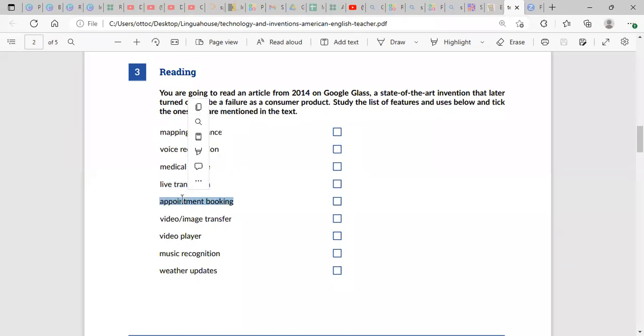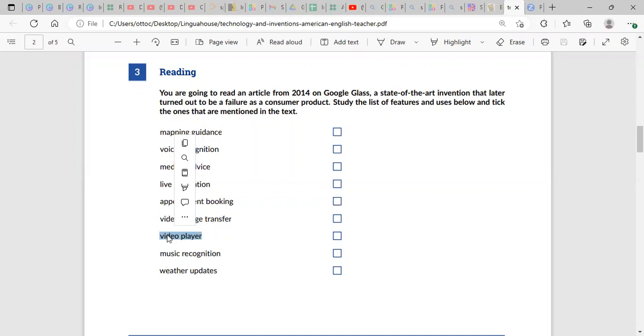Appointment booking. Airbnb. Google Calendar. Airbnb, Google Calendar, okay? Yes, Airbnb is for sure one, okay? Perfect. Video image transfer. That is like a live video, like a live streaming. Could be, okay? Or maybe Bluetooth, WhatsApp, right? WhatsApp, Telegram. Okay, WhatsApp, Telegram, exactly. Yes, you can send and receive images and videos. Okay, perfect.